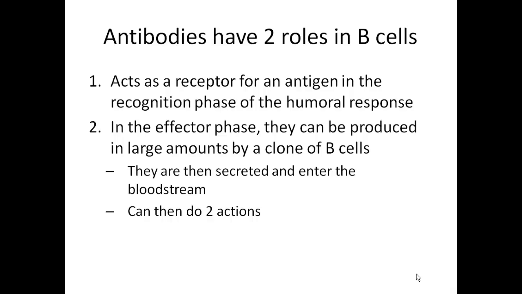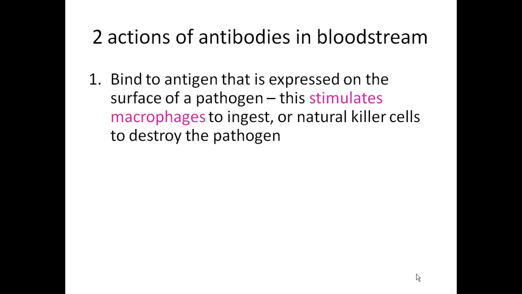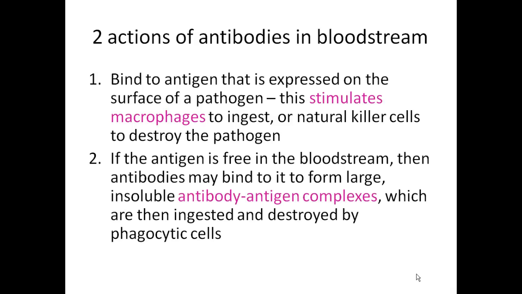Once they enter the bloodstream, they can do two actions. Action number 1, they can bind to the antigen that is expressed on the surface of the pathogen. This stimulates macrophages to ingest or natural killer cells to destroy the pathogen. Action number 2, if the antigen is free in the bloodstream, then antibodies may bind to it to form large insoluble antibody-antigen complexes, which are then ingested and destroyed by phagocytic cells.